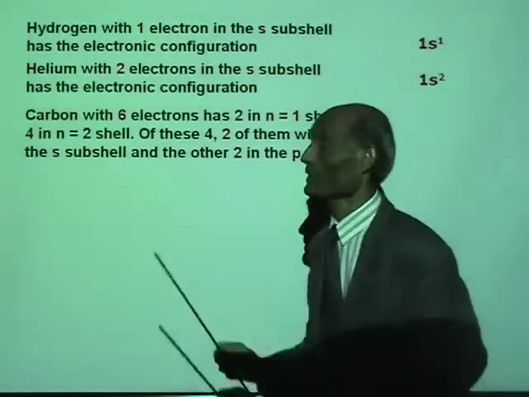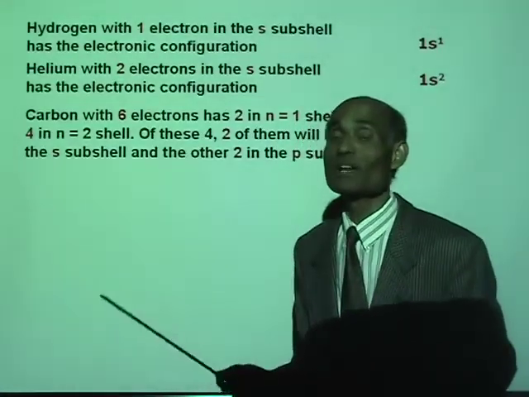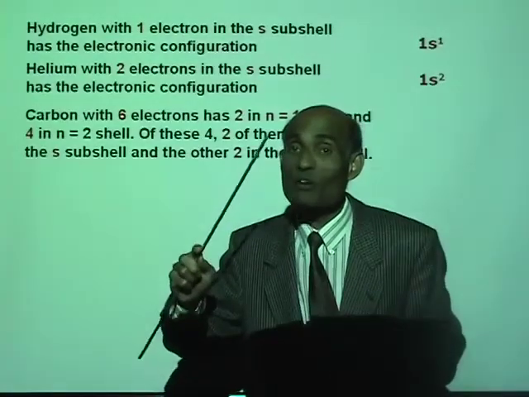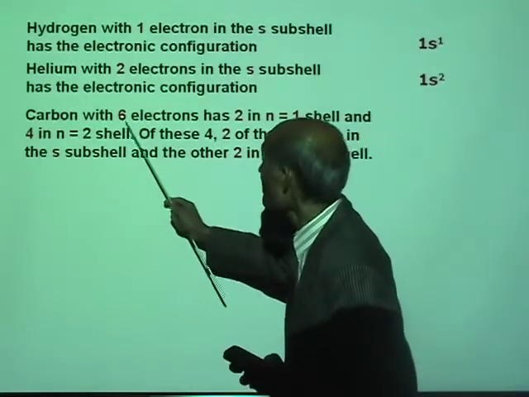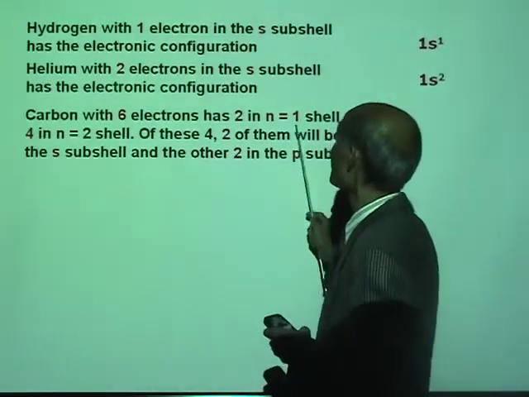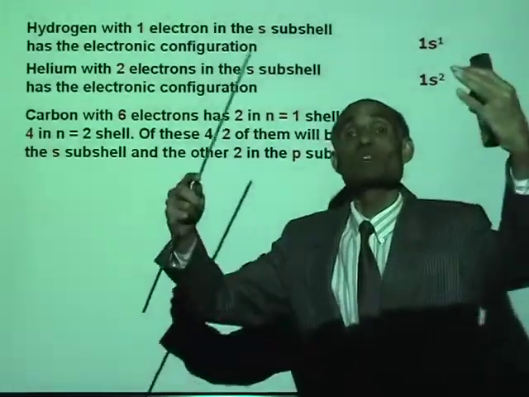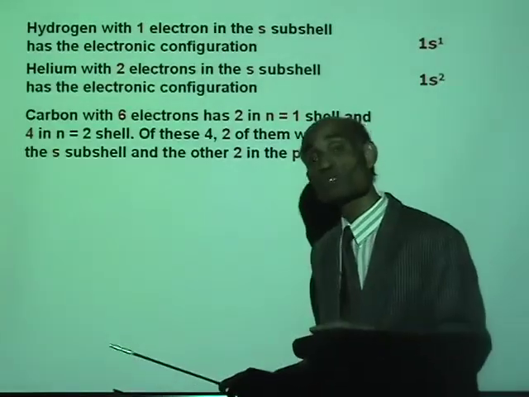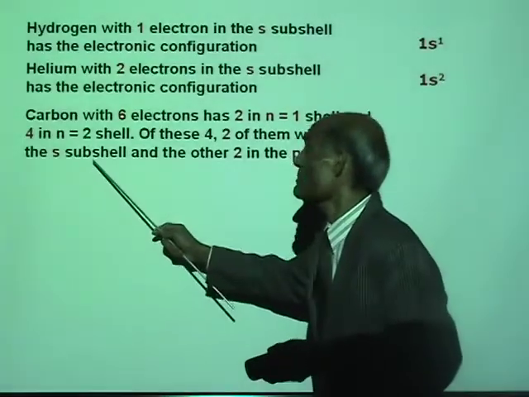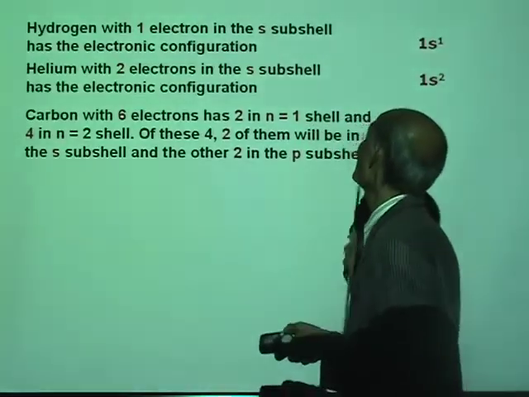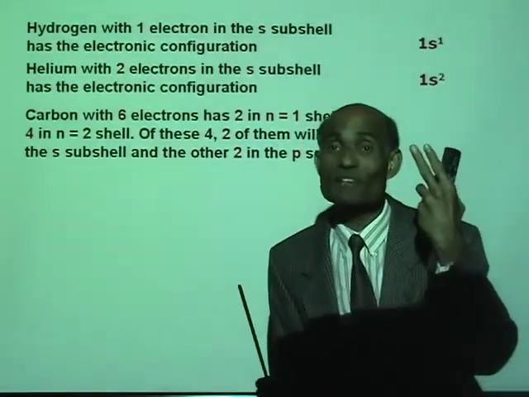Now look at carbon. Carbon has 6 electrons. How are they going to be distributed? Remember, n equal to 1 can hold only 2 electrons. So carbon with 6 electrons has 2 electrons in n equal to 1, and the remaining 4 will go to n equal to 2. And how are they going to be distributed? 2 of them will be in the s subshell and 2 of them will be in the p subshell, because the s subshell can only hold 2 electrons.